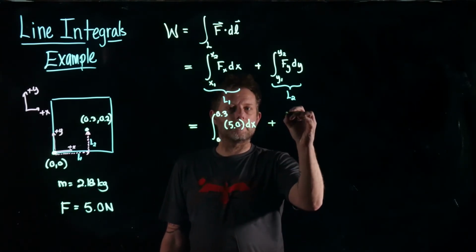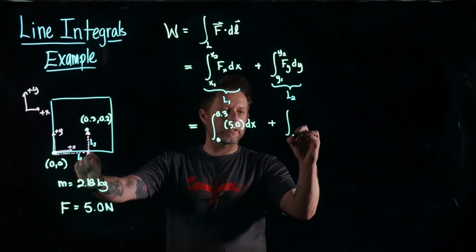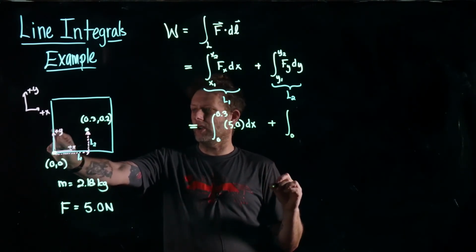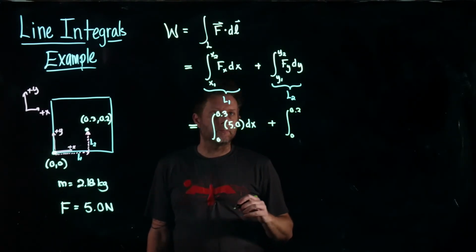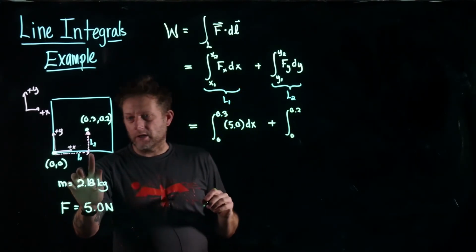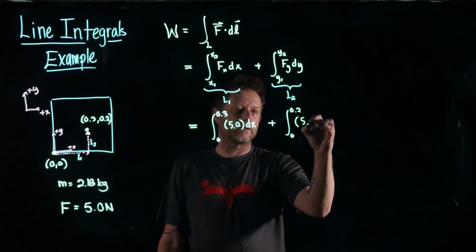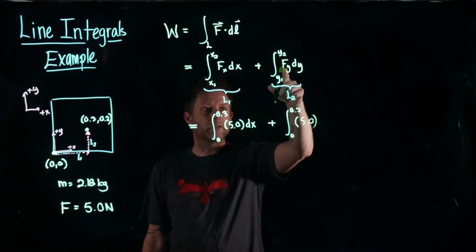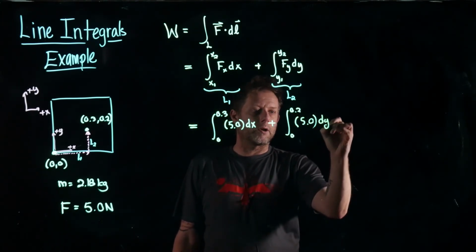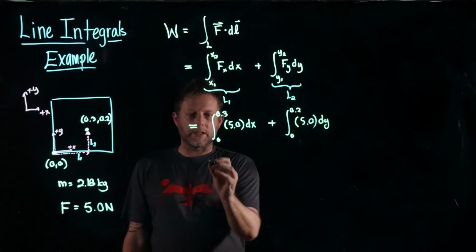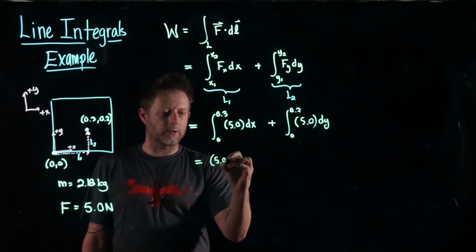The second term is when we go along path 2. So we're starting at y equals 0. We move to y equals 0.2. So that's our final point here. In this case, we're pushing along the y direction. So we can insert the component of the force, that's a positive 5. Integrate with respect to y. Now we can carry out the integrations. This is a constant, so we can bring that outside the integration.